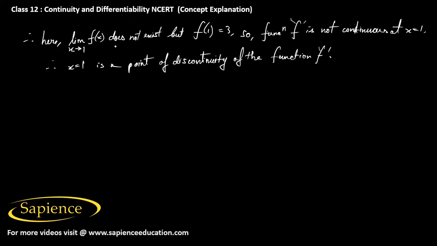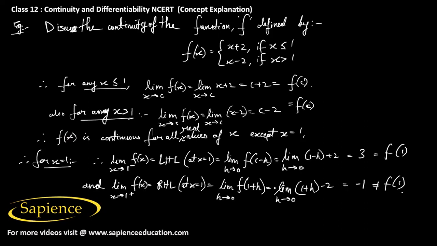So the limit x tends to 1 f of x does not exist. Why? Since the left hand limit is not equal to the right hand limit. The right hand limit is coming minus 1 and the left hand limit is coming 3. So they are not the same.